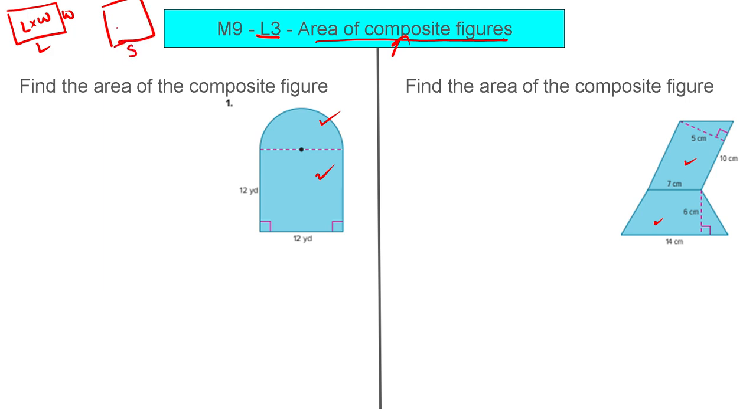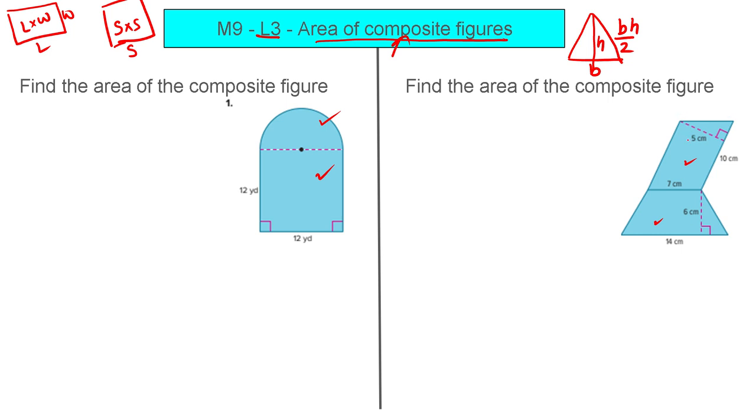If a square is given, all the sides are equal. So let's say the sides are S. So simply S multiply S. If a triangle is given like this, what will be the formula? Base multiply by height divided by 2. This is the formula.